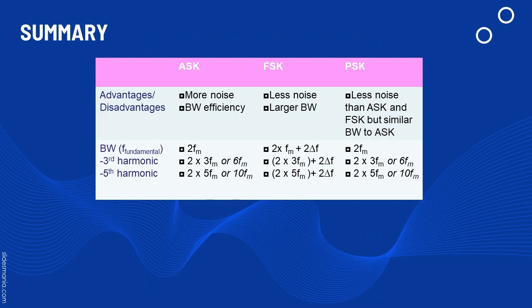The advantage or disadvantage for ASK is that it is more noisy, but the bandwidth is efficient. For frequency shift keying, it is less noisy with a larger bandwidth. For PSK, phase shift keying, it has less noise than ASK and FSK, but similar bandwidth to ASK. At the bottom is how we calculate the bandwidth for the third harmonic and fifth harmonic.